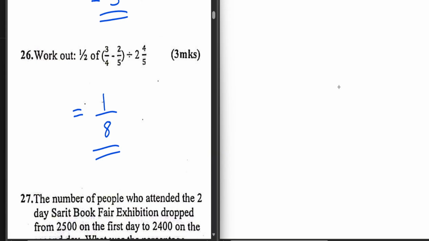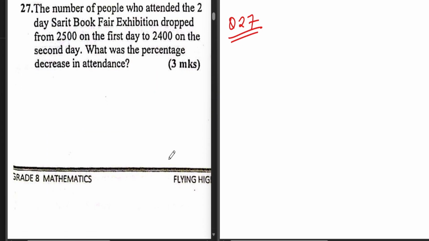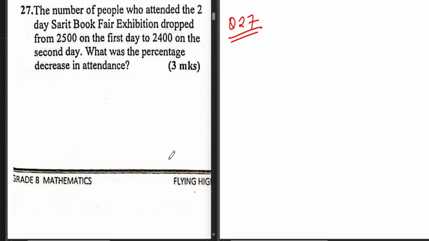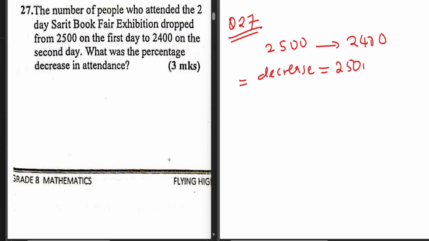Question 27. The number of people who attended the 2-day Sarit Book Fair exhibition dropped from 2,500 on the first day to 2,400 on the second day. So what was the percentage decrease? Now let's find the decrease itself. The decrease is 2,500 minus 2,400. Another name for it is the change. So this gives you 100.